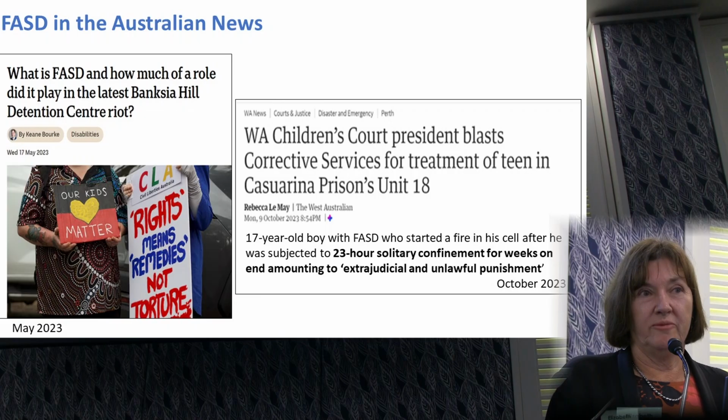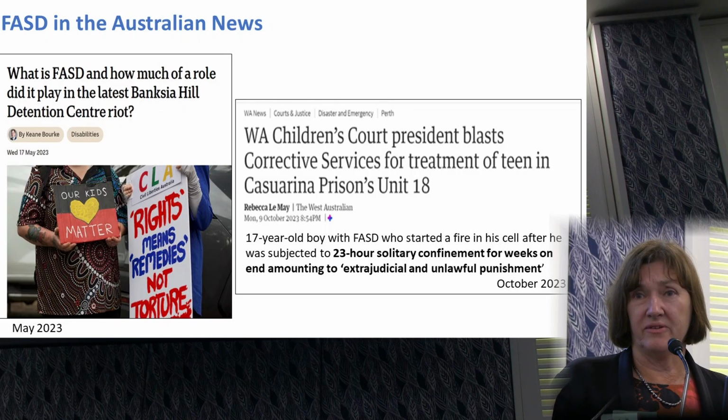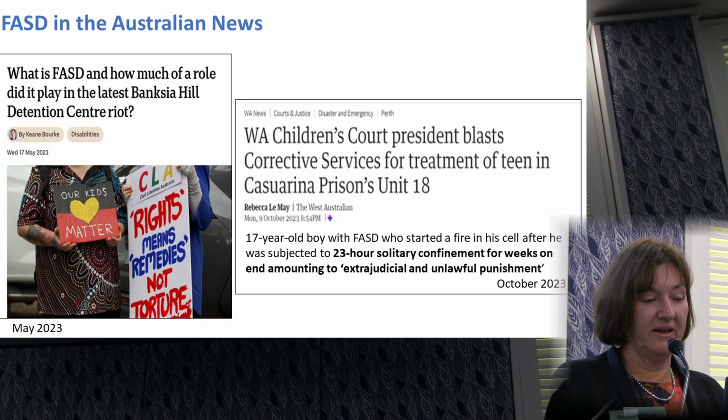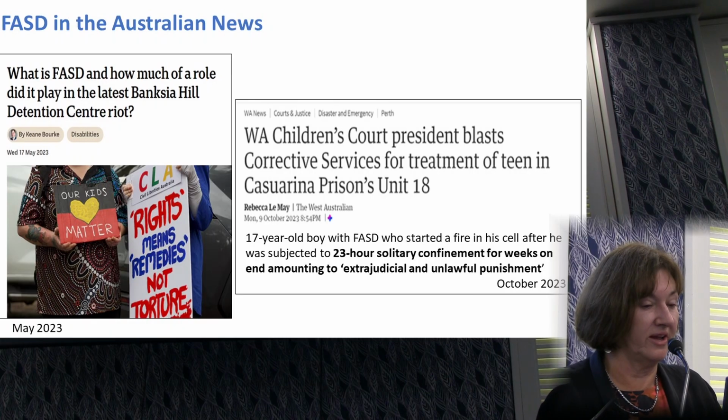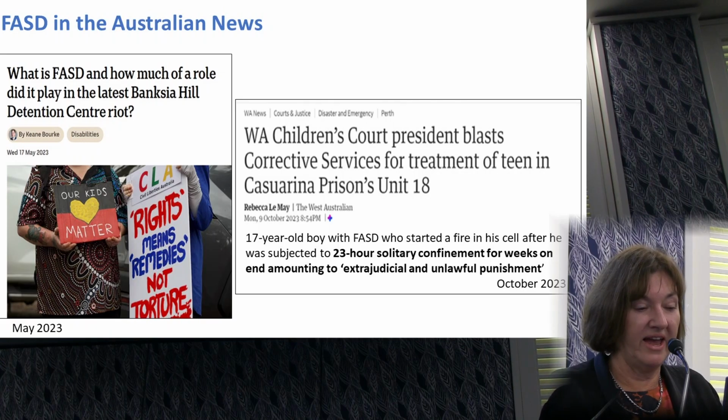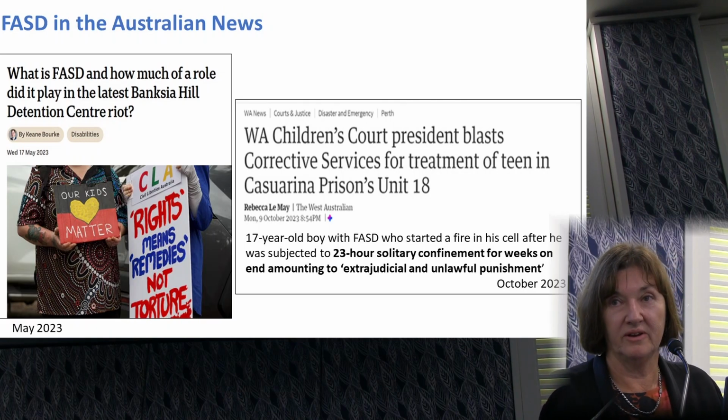Now, we've all heard about the problems at Banksia Hill, and hearing the presentation this morning was just so refreshing, that there are alternatives that are effective, are evidence-based, are being evaluated, and we've really got to look at these alternatives. The Children's Court President blasted the corrective services after this event in 2023, when a 17-year-old boy with fetal alcohol spectrum disorder started a fire in his cell. But it turned out that he'd been subjected to 23-hour solitary confinement for weeks on end, which the judge said was amounting to extrajudicial and unlawful punishment.